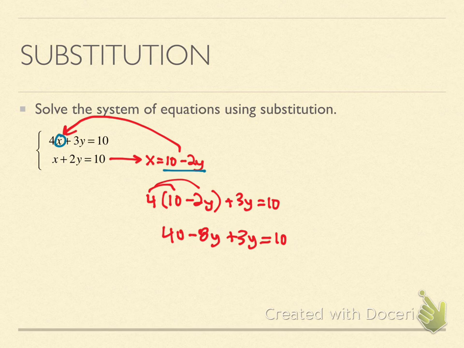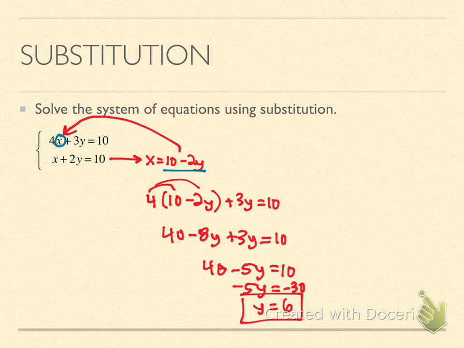Okay, and now I can combine like terms. I've got a negative 8y plus 3y, giving me a negative 5y. Subtract 40 from both sides and divide by negative 5, I get an answer for y of 6. Okay? Now, if I just stop right there and put a box around that and call it done, I'm going to not get full credit here because I have not solved for the other variable. I don't know what x equals yet.